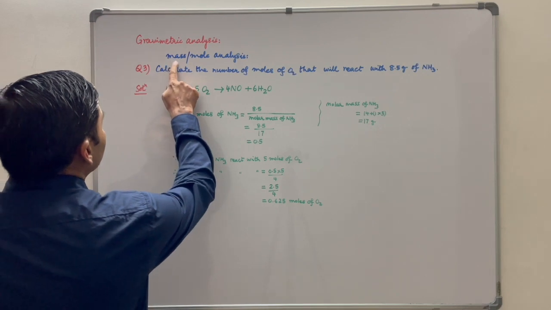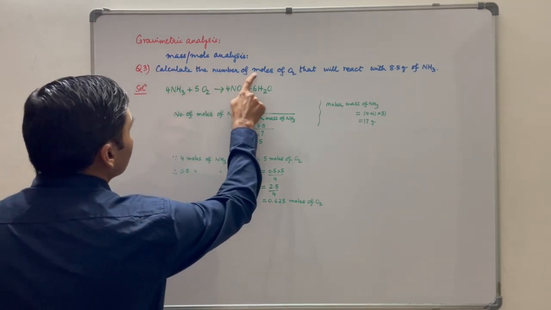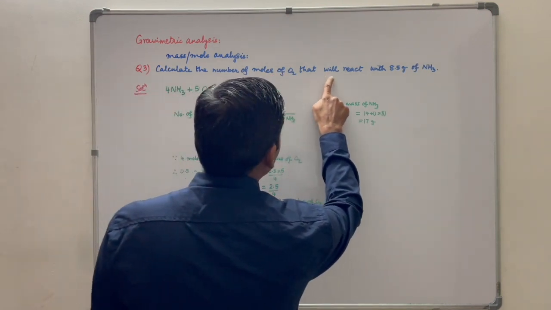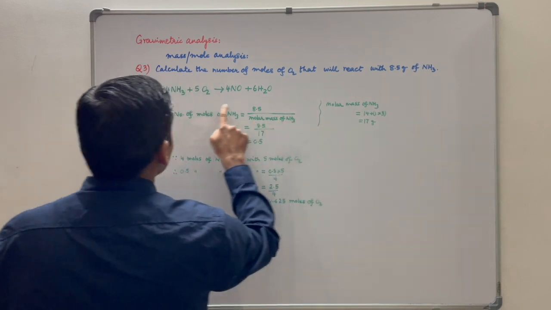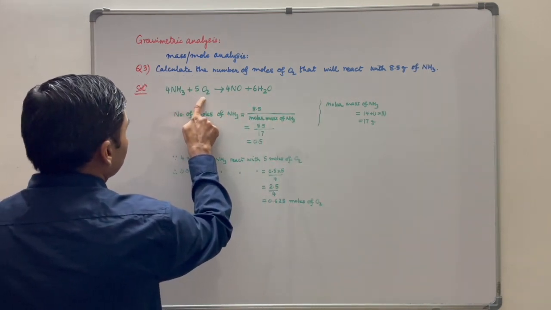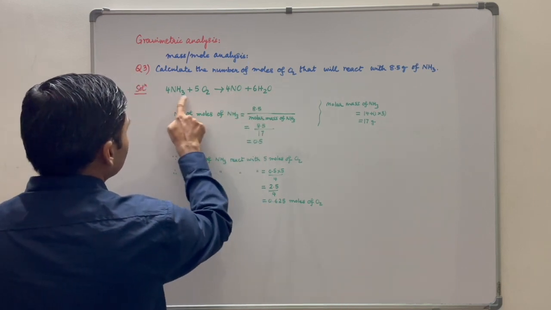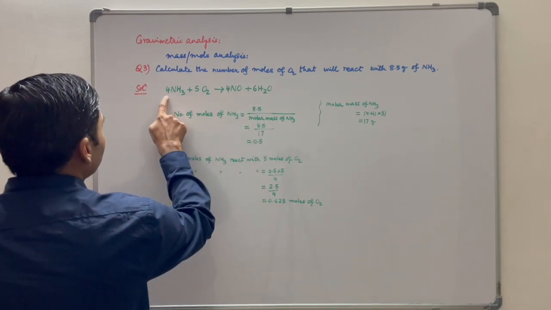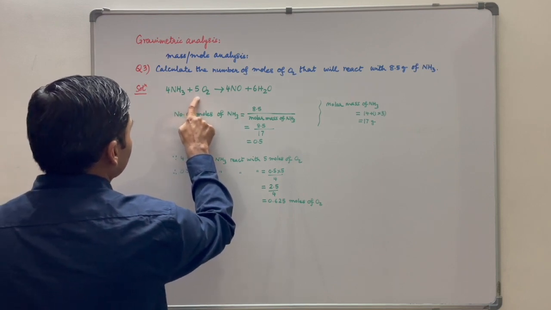Now let us see mass mole analysis. Question: calculate the number of moles of oxygen that will react with 8.5 gram of NH3. Balanced chemical reaction is given as 4NH3 plus 5O2 makes 4NO plus 6H2O. It is clear from this equation that 4 moles of ammonia reacts with 5 moles of oxygen gas.